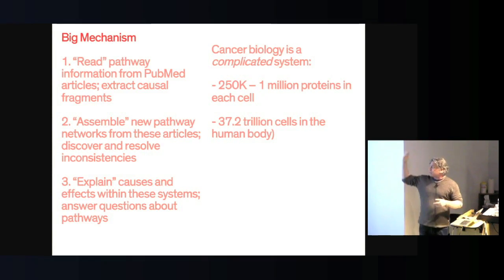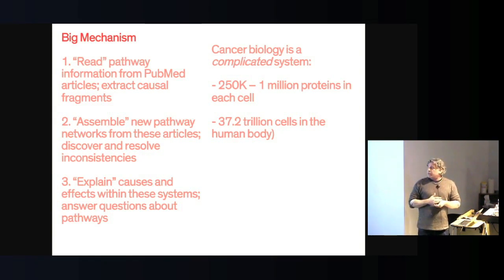I mean, this always wows me. Cancer biology, what happens inside a human cell, is insanely complicated. We have up to 1 million proteins in a single cell in our body, and we have over 37 trillion cells in the human body. So trying to make sense of the functionality of living systems is kind of unimaginably complicated.